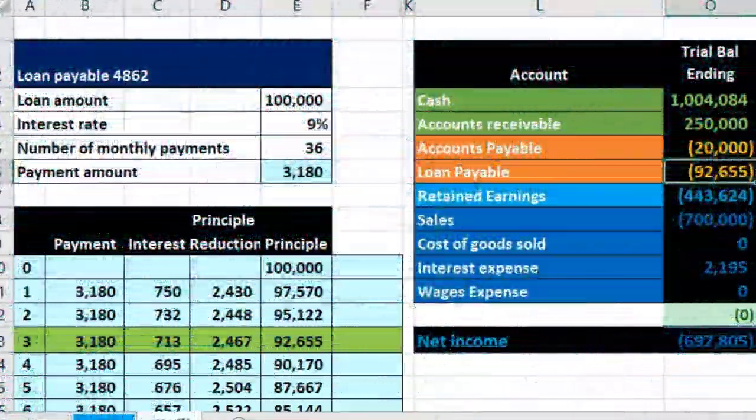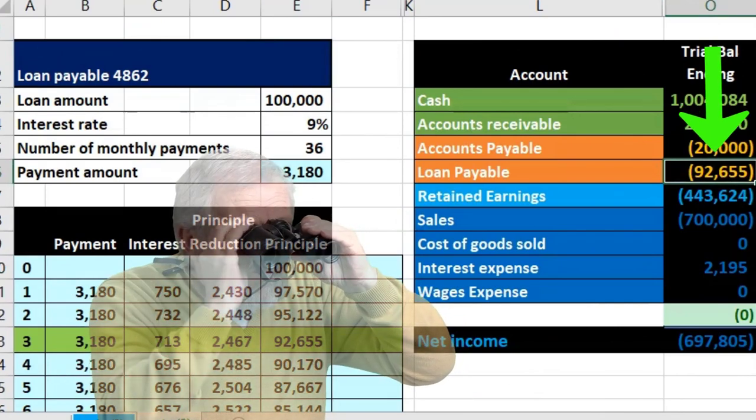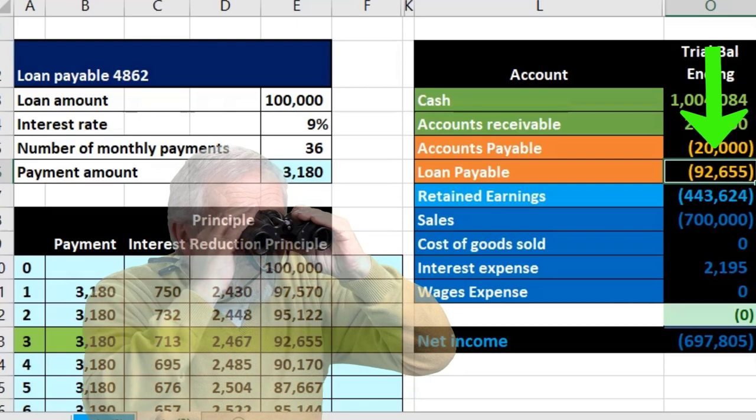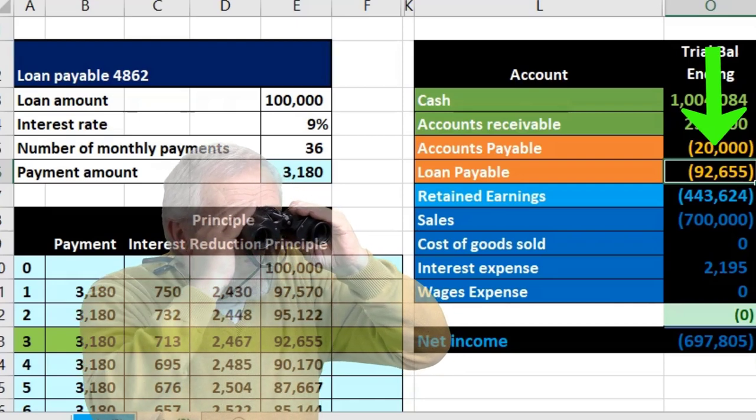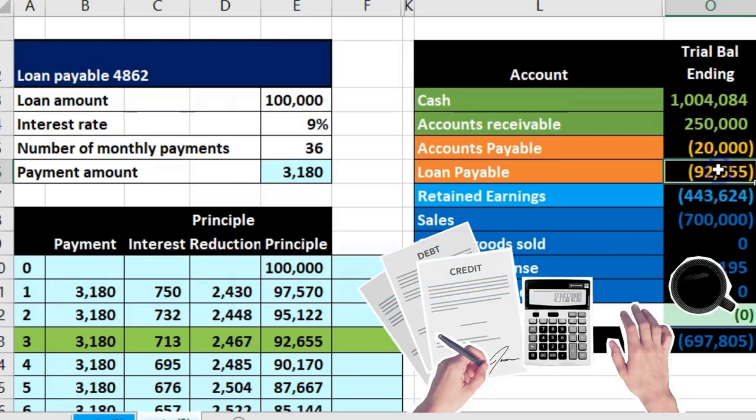Why? Because if we look at the trial balance accounts, it may make sense for us to just put the full loan in one account. That might be the easiest thing to do. That's what we'll do here. There's a couple different options we could have to do this, because if we put all the loan in one account, it'll tie out to the amortization table.